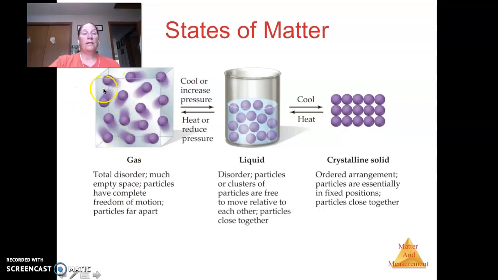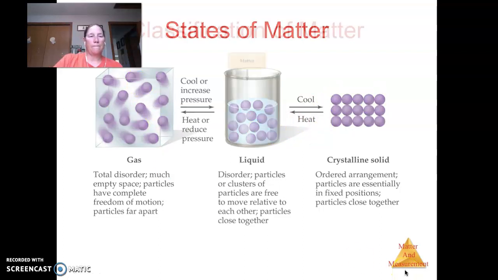But you can do things to these particles. You can squish them by increasing pressure, or increasing the temperature, you can get them to move around faster. There's actually a whole chapter that we'll talk about with gases because they have special laws because they're kind of unique. These two guys are very similar to each other, not so much with the gases.